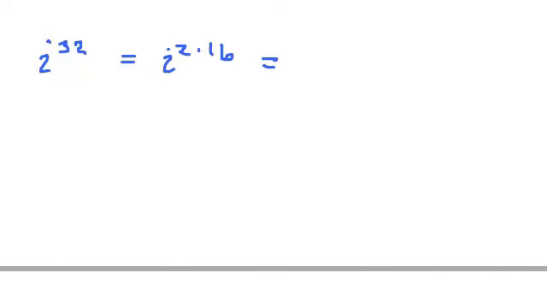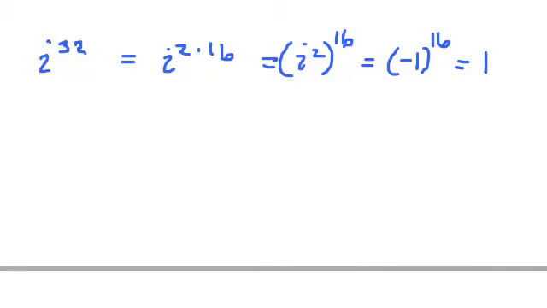Okay, now we can rewrite this as i squared raised to the 16th power. You see that? i squared raised to the 16th, but what is i squared? Well, it's negative 1. And so what is negative 1 raised to an even power? That's just going to be 1, right? Raised to an even power should be 1. Yep. We could have done it differently, but I think that's probably good enough.